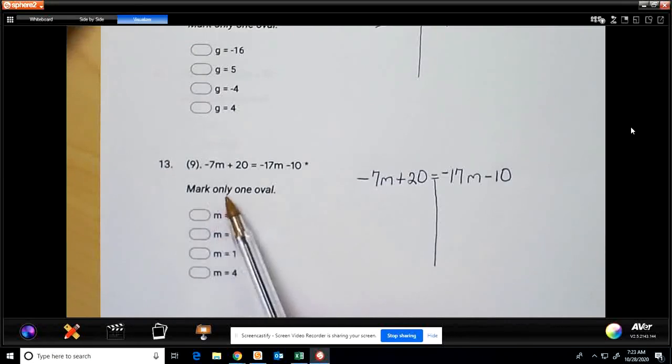So, mark only one oval. M equals negative 3. M equals 3. M equals 1. And M equals 4.